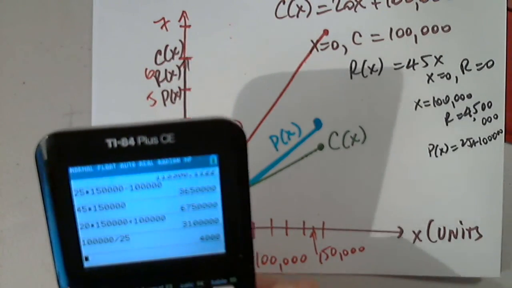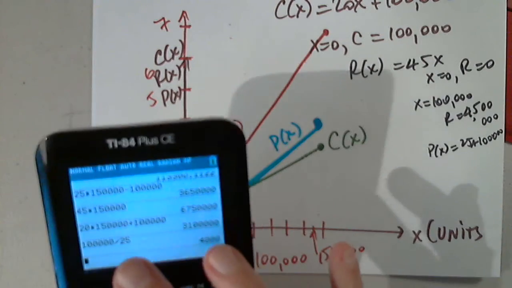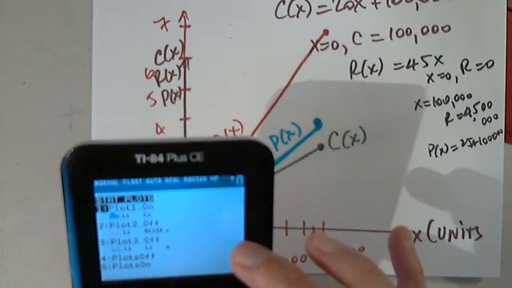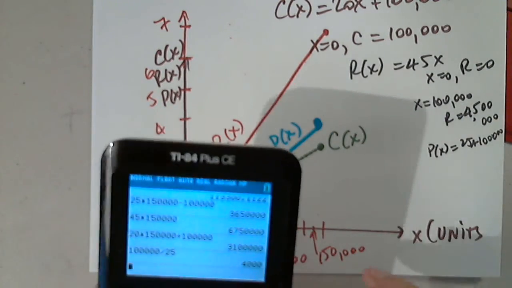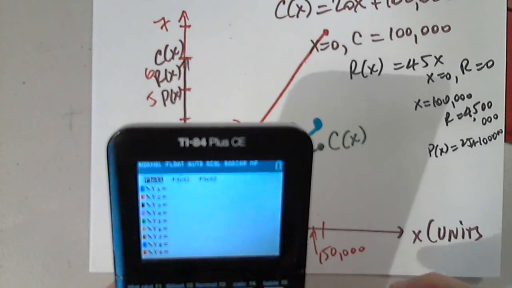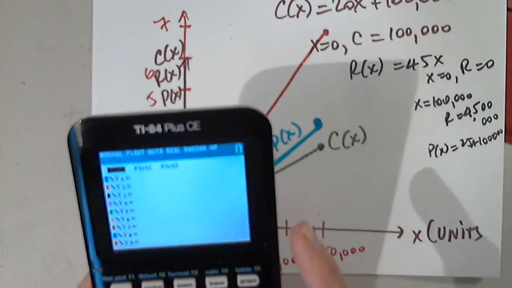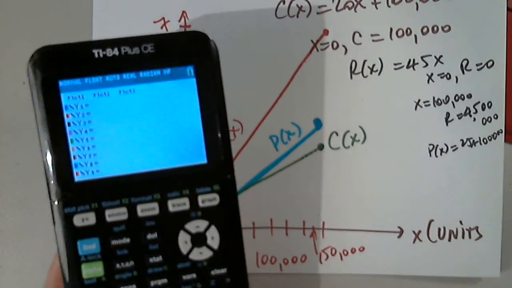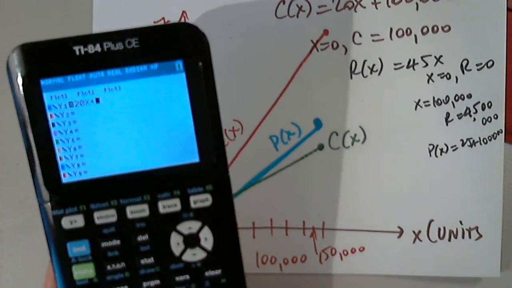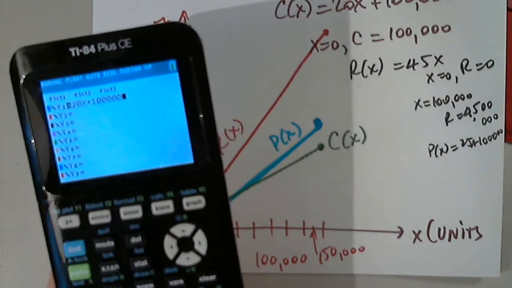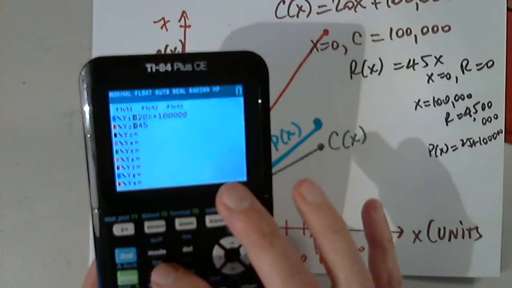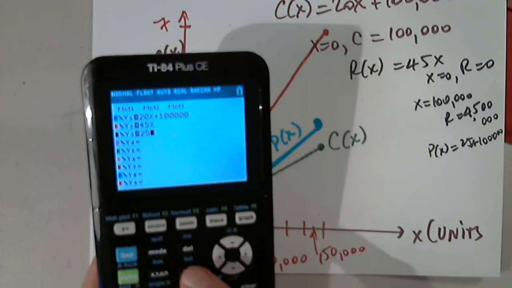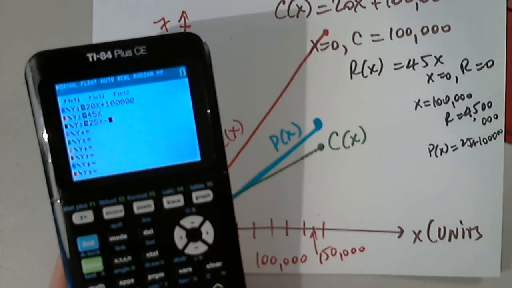So I meant to clear that. I'm using the calculator with the stats students. Okay, good. So 20x plus 100,000. That's the cost. The revenue is 45x. And then we have 25x minus 100,000.